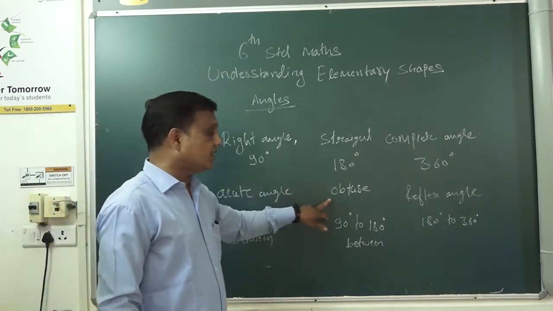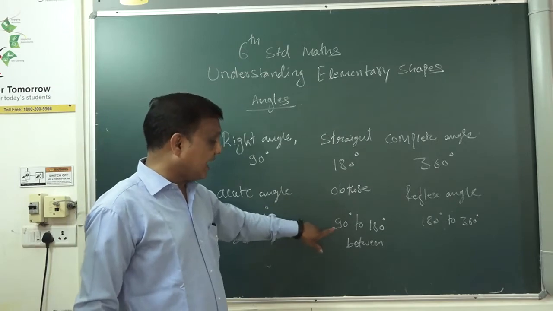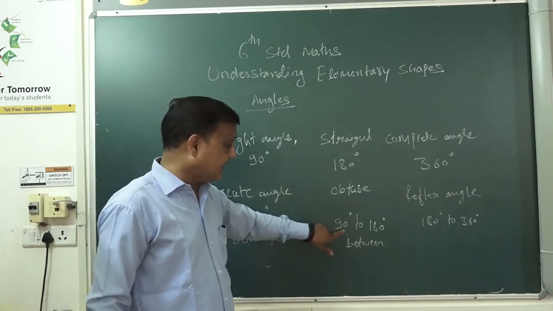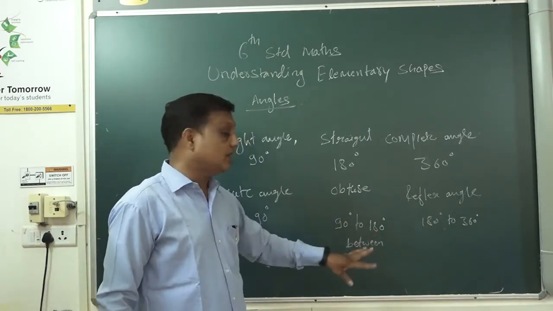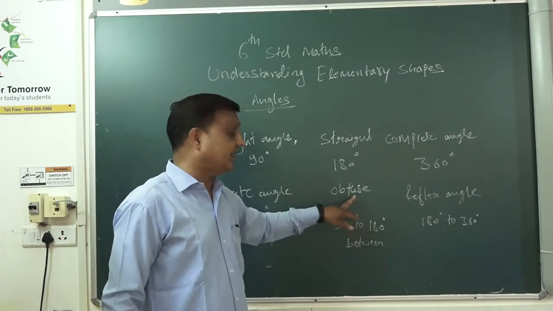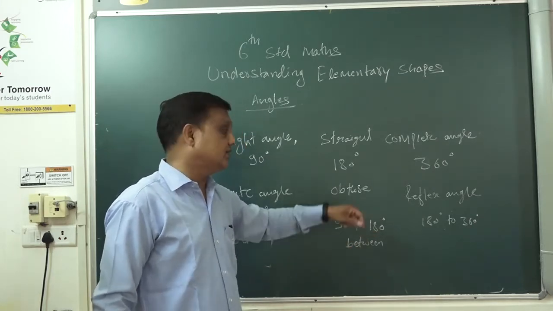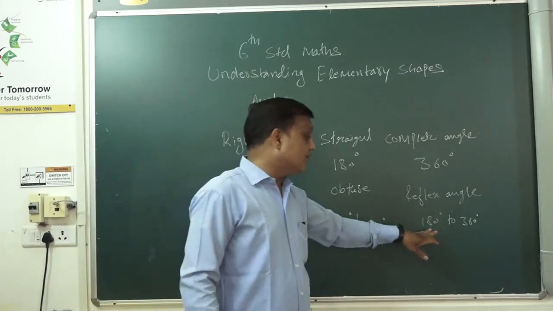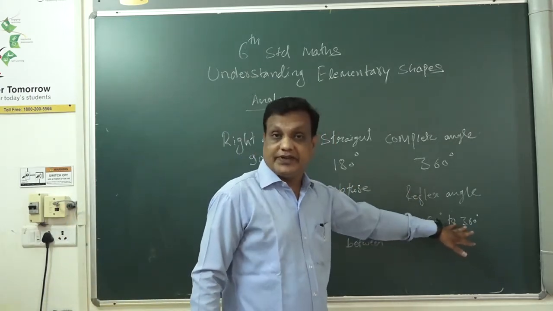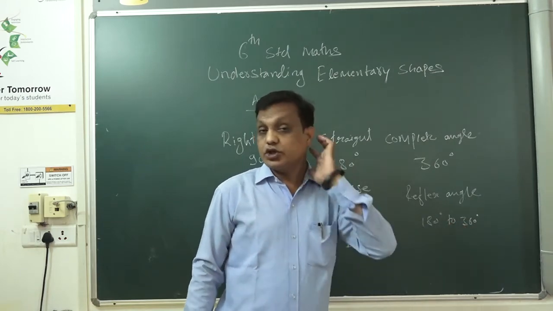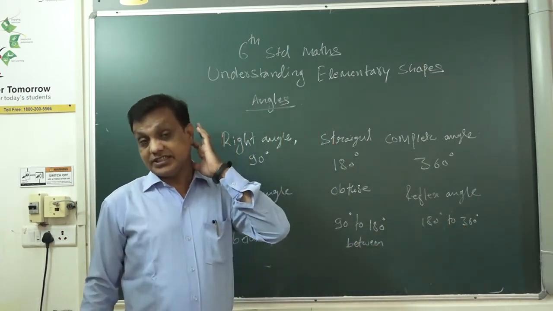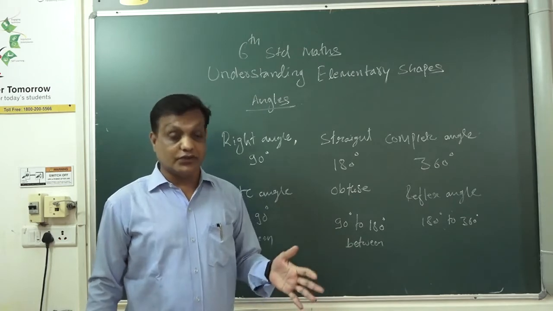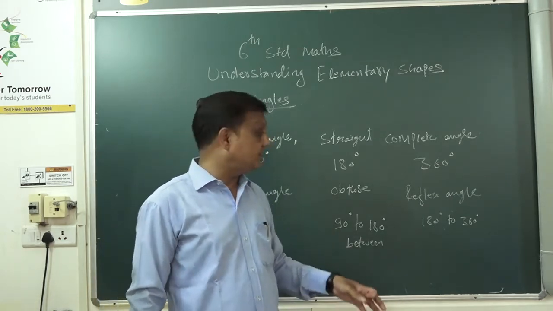And obtuse angle means what? An angle which measures between 90 degree to 180 degree. That type of angle is called an obtuse angle. And reflex angle is an angle which is between 180 degree to 360 degree. That is called reflex angle. Also we see in the clock the turns: quarter turn, half turn, full turn, rotation, revolution, which we saw.